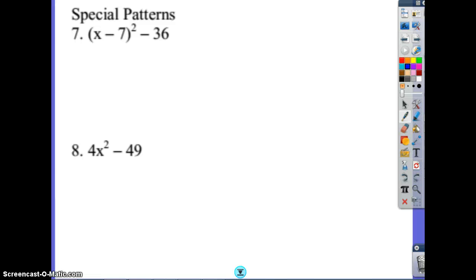Okay, we're going to continue on here with factoring practice. We're going to start with the special patterns portion. So the special patterns we learned were when we had a difference of two squares, and that was a squared minus b squared.